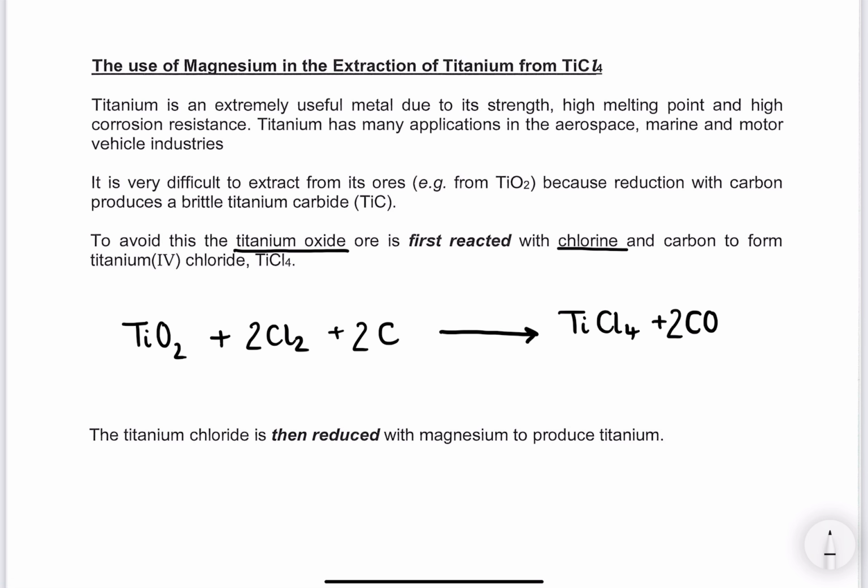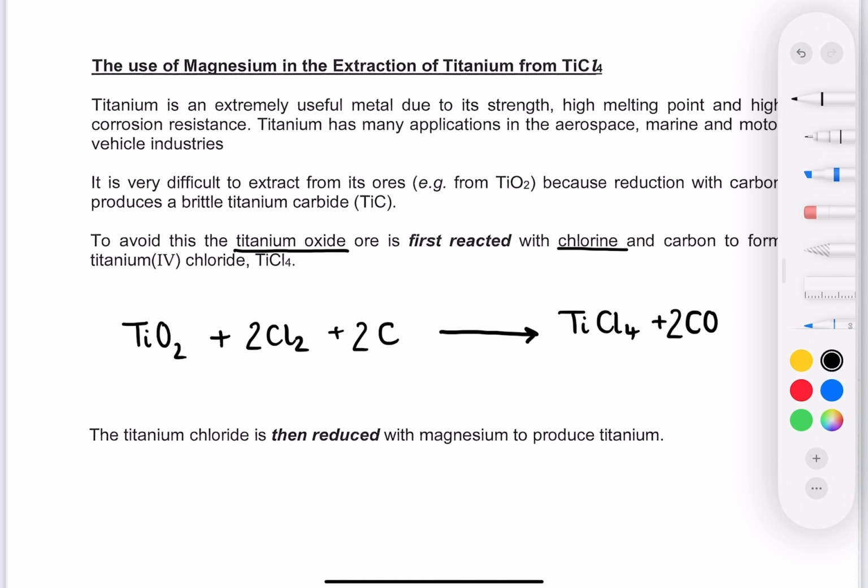This is a redox reaction, so if we have a look, we can see that the titanium's +4 in both things, but the chlorine is going from 0 to -1, and then the carbon is going from 0 to +2. So carbon is being oxidized and chlorine is being reduced.